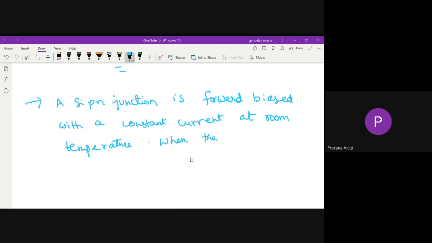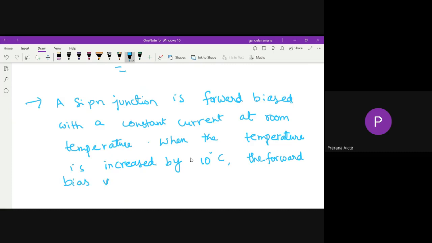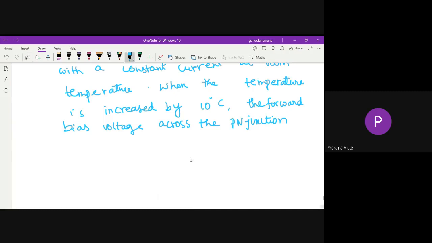When the temperature is increased by 10 degrees centigrade, the forward bias voltage across the PN junction is... This is a GATE question from 2011.